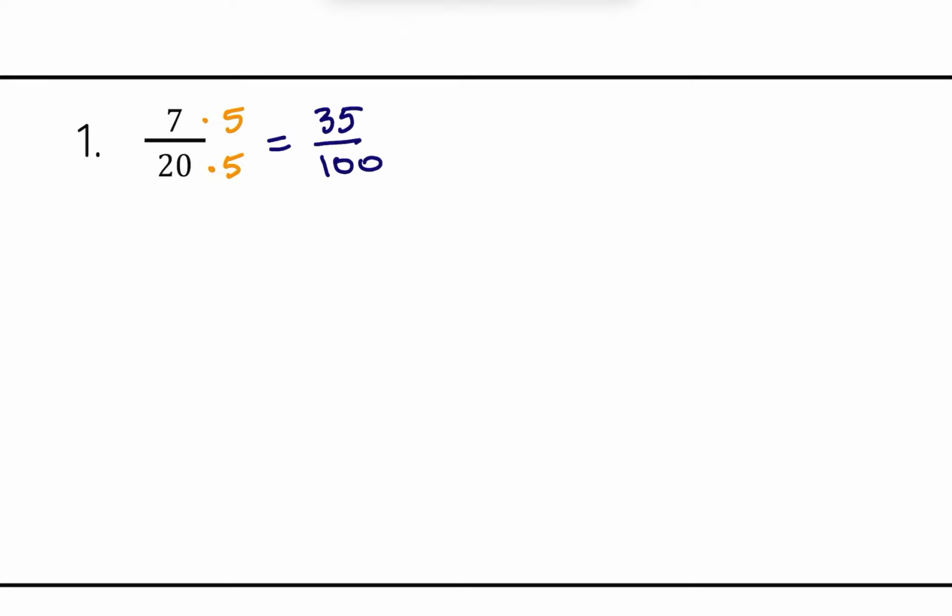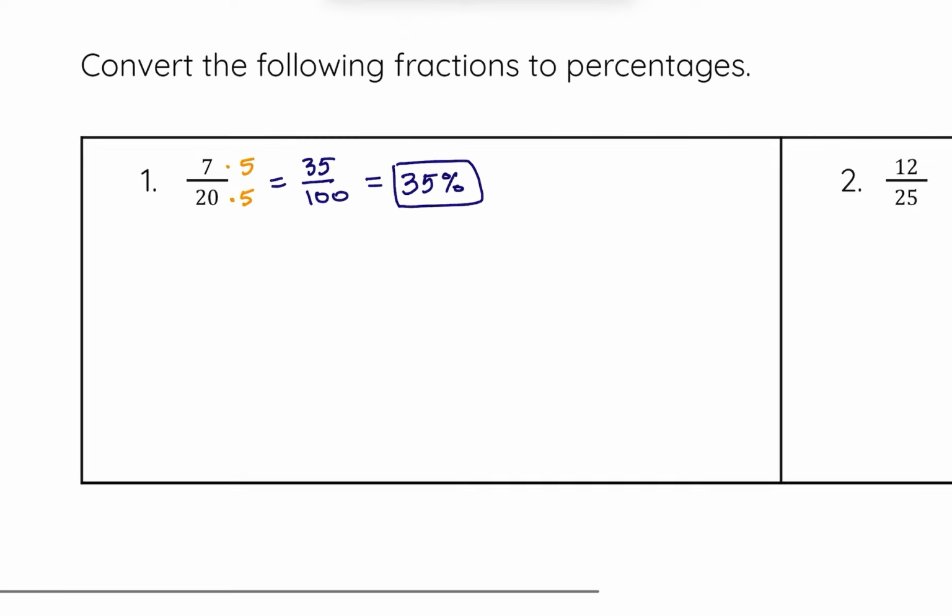Because by definition, a percent is a fraction out of 100, since we have 100 in the denominator, that means that our numerator must be our percent value. So we can say that the fraction 35 over 100 is equal to 35%. Let's take a look at one more example.